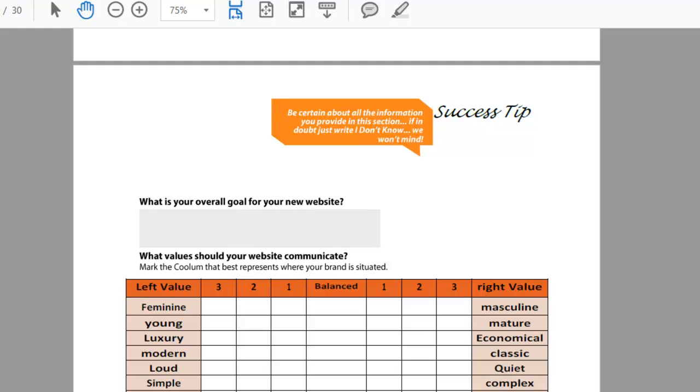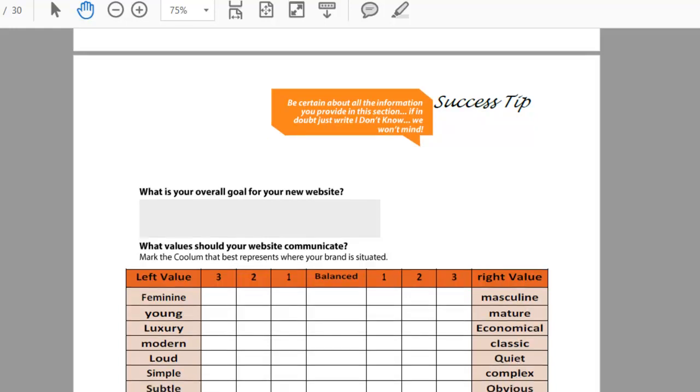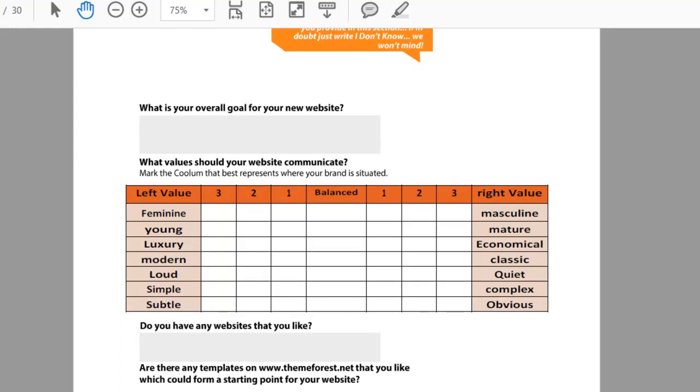Then we go through, what values should your website communicate? What we need to do is get you to indicate where you think your website and your business sits in relation to this. Don't overthink this, just be very intuitive, and what comes to mind first is usually the best response. So just go through here and mark, whether it's feminine, young, luxury, modern, loud, simple, subtle, right through to the opposite values, which are masculine, mature, economical, classic, quite complex and obvious. If you go through that process, that really helps with thinking about the style of your website.